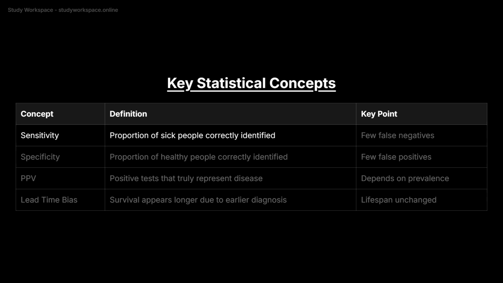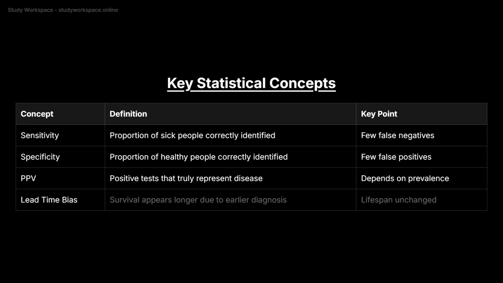Sensitivity refers to the proportion of people who truly have a disease and are correctly identified by the test. A highly sensitive test produces very few false negative results. Specificity refers to the proportion of healthy individuals who are correctly identified as not having the disease. A highly specific test produces very few false positive results. Positive predictive value refers to the proportion of positive test results that truly represent disease. Unlike sensitivity and specificity, positive predictive value depends greatly on how common the disease is within the population being tested.